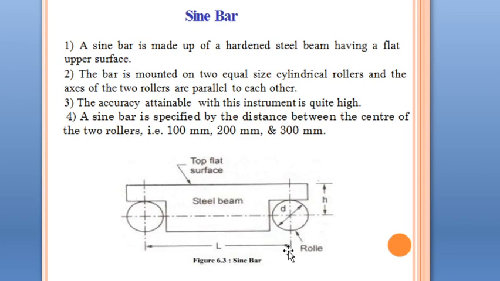The size of the sine bar is defined by the center to center distance between the two rollers. 100 mm sine bar, 200 or 300 mm sine bar. So the size of the sine bar is defined by the center distance between the two rollers.